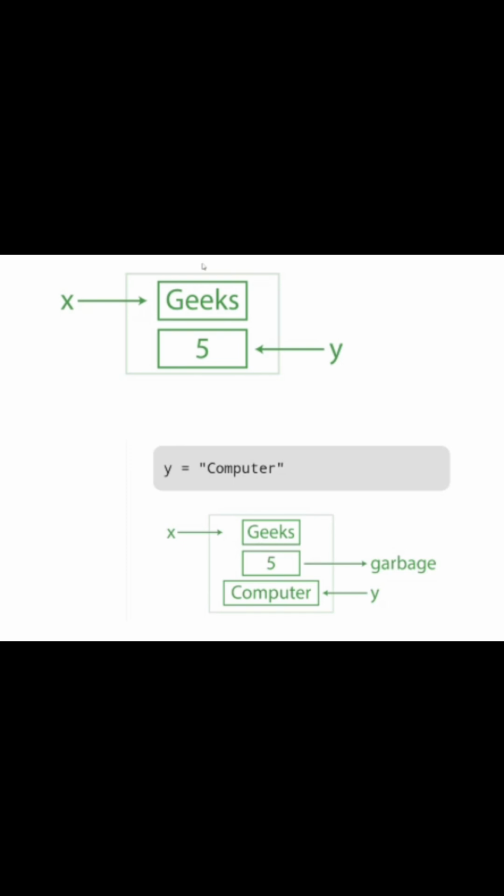If you now assign a new value, y is equal to computer, Python creates yet another object for computer and updates y to reference it. The original object 5 no longer has any references and becomes eligible for garbage collection.